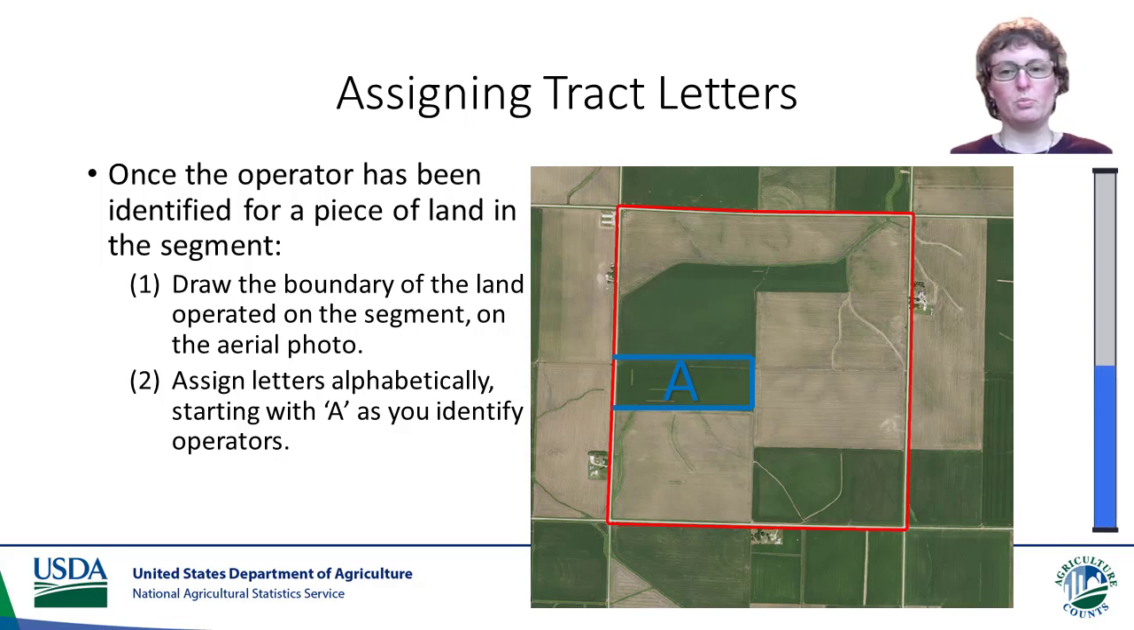Ideally, tract letters will be assigned in a clockwise manner, which helps keep order to the aerial photo. Sometimes this may not be feasible, depending on how operators are contacted and assigned. The most important part is to make sure the operator associated with the tract letter on the photo matches the operator reported on the screening form for that letter. If an operator has more than one operating arrangement in the segment, say both an individual operation and a partnership operation, each operating arrangement needs its own tract letter.